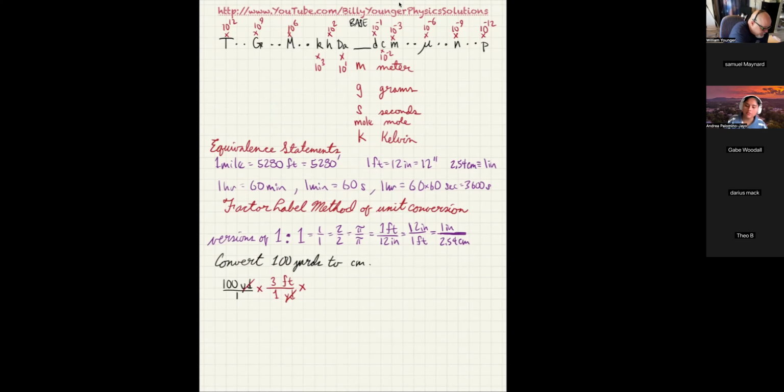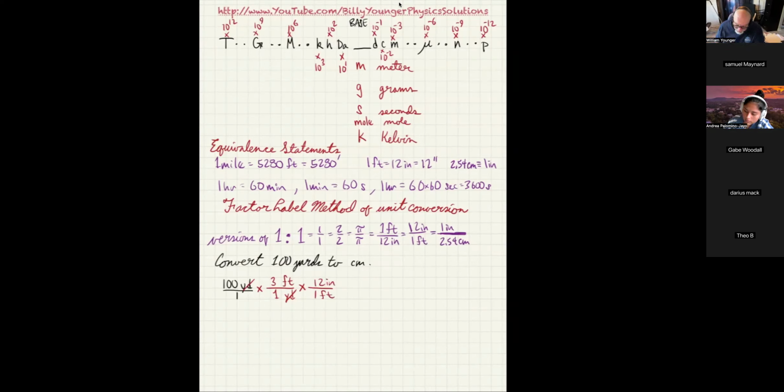12 inches over 1 foot. Exactly. Now, 12 inches equals 1 foot is what I would call the equivalent statement. And then there's two ways you could put it. You could put 12 inches on top and 1 foot on the bottom, or you could put 1 foot on top and 12 inches on the bottom, but you rightly noticed exactly the right way. So you're going to say 1 foot is on the bottom and 12 inches is on the top.